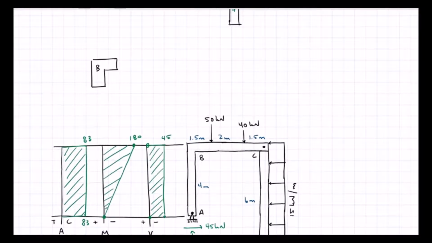So now I have corner B. Corner B, if I've got shear acting to the right at A, it's going to be acting to the left on B at the member AB. So it'll be acting right on corner B. So this is 45 kilonewtons. I already said that 83 was in compression, so it's still going to be compressing that corner. And we have the 180 causing compression on the right side, 180 kilonewton meters. And that is 83 kilonewtons.